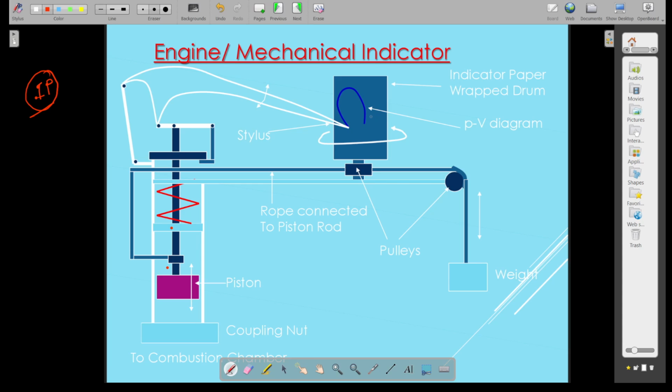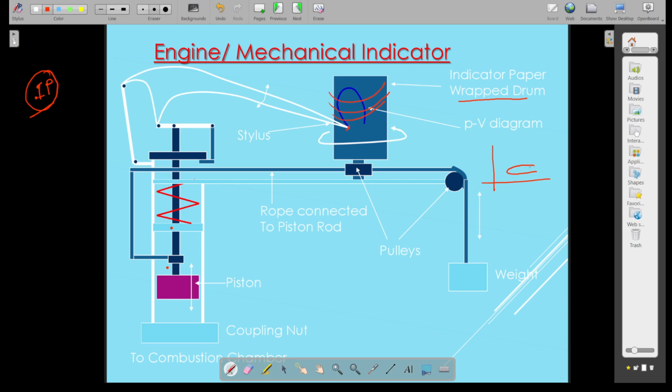Generally, it is a cylinder called the drum, over which the paper is wound, and there is a stylus. This stylus is given a horizontal and vertical movement. Two movements are there, and when the total cycle is made, that is, if you have a four stroke, there will be the suction stroke, the compression stroke, then the power stroke, then the expansion stroke. And I already told you that.